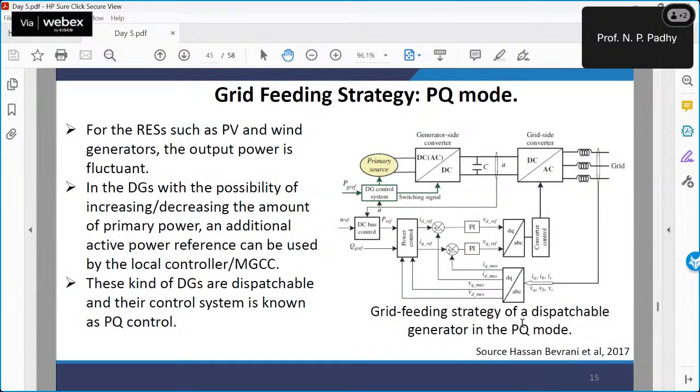Now, similarly, if you go for grid feeding strategy for PQ mode for renewable energy sources, in the distributed generation with the possibility of increasing or decreasing the amount of primary power, an additional active power reference can be used by the local controller MGCC.